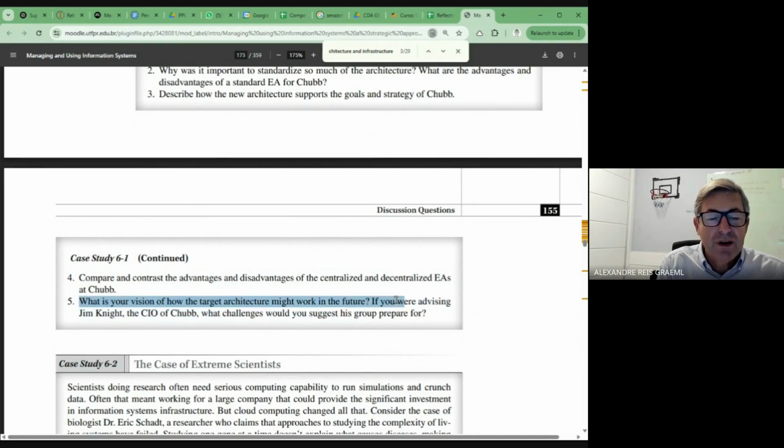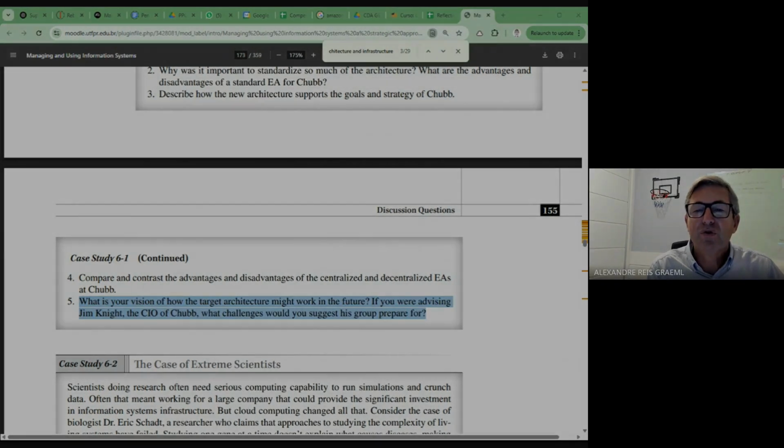If you were advising Jim Knight, the CIO of Chubb, what challenges would you suggest his group prepare for? So just have a look at these questions again, or have a look at the study case, which is on page 154. And when we come back after the break, we can go straight to that.